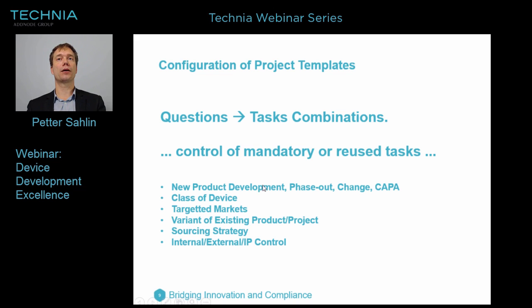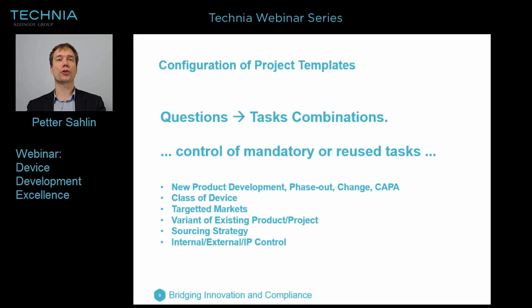Typical aspects reflected in the questions will be the type of project. So in this case, we selected new product development, but you typically have templates for phase out, for changes, for specific quality related processes. You typically have different templates for your class of device. If it's class 3, if it's class 2A, 2B, or class 1, it will have quite an impact on the regulatory strategy and the deliverables required for each and every risk class. Targeted markets, so of course that will determine our submission tasks and the details for the submissions.